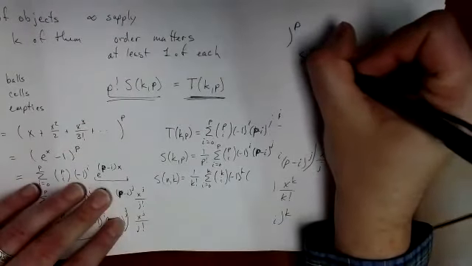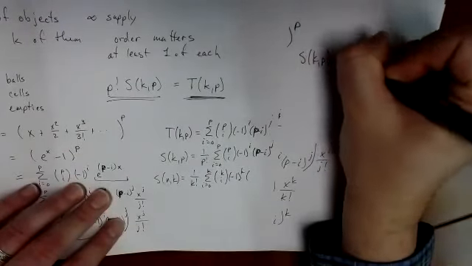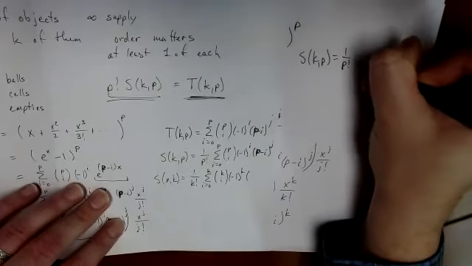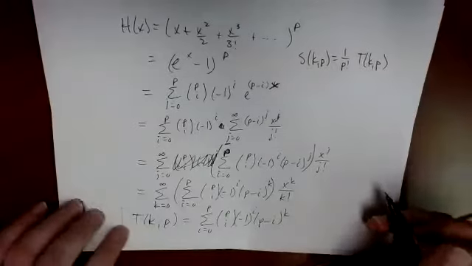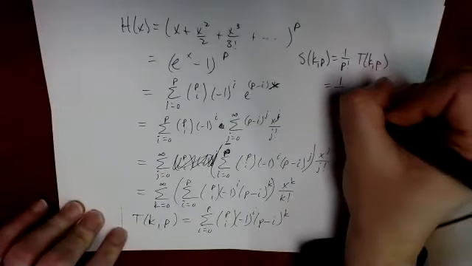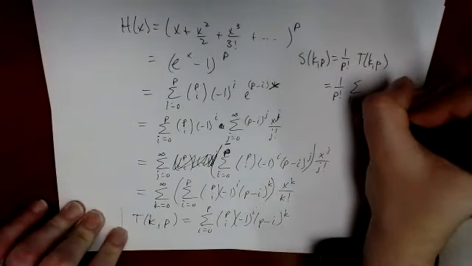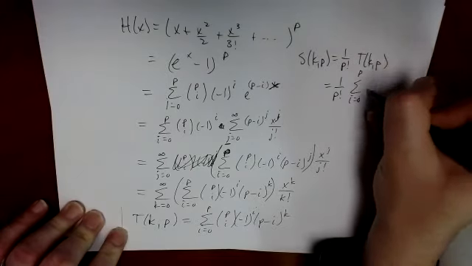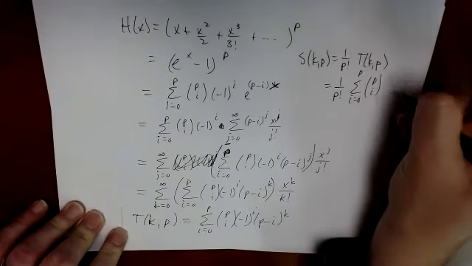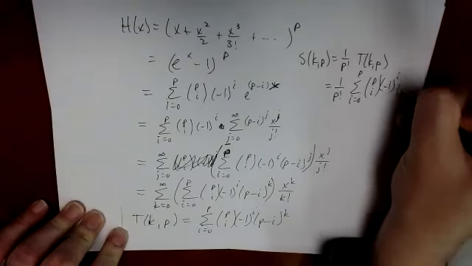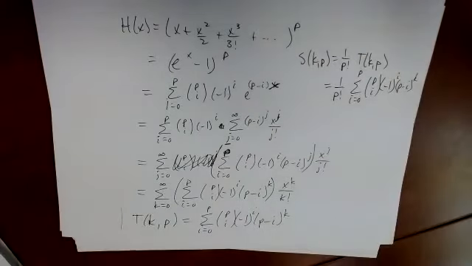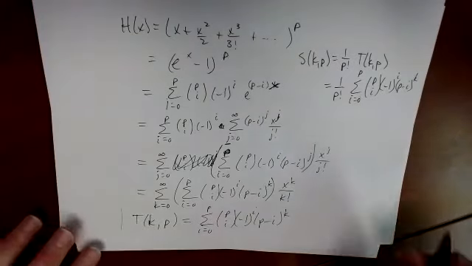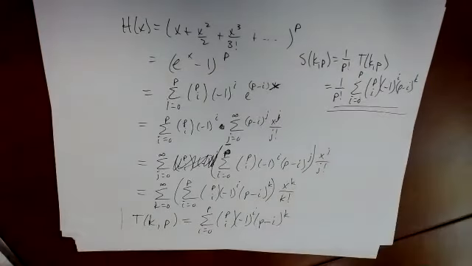And so S of k comma p equals 1 over p factorial T of k comma p. And so that's 1 over p factorial times the sum as i goes from 0 to p of p choose i, minus 1 to the i, p minus i to the k. And just with a change of letters, that is the Stirling number formula that we had back in chapter 2.